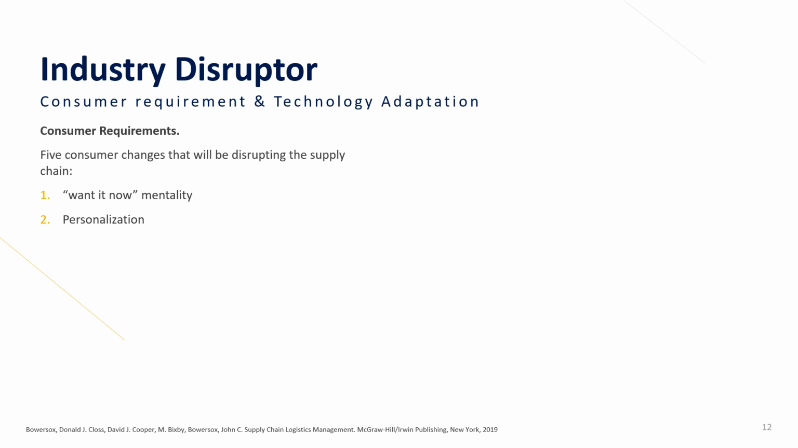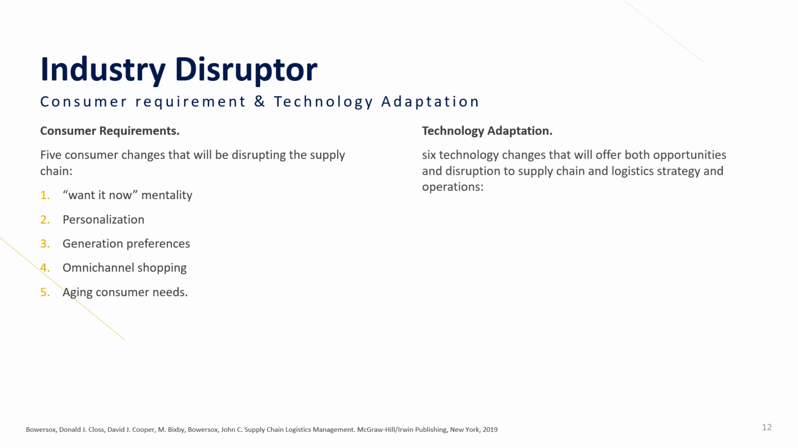And then another is personalization. Everyone is unique, so they may have different tastes and different personal requests on the demands for the products. And then generational preferences. We know that each generation has its own characteristics, so the baby boomer generation may have different preferences on products than the millennials, generation Z, or generation Alpha. And omnichannel shopping is nowadays seen as very disruptive, and the supply chain really needs to adapt in order to apply omnichannel shopping. And then there is a lot of demand on aging consumer needs, so this can also be an industrial disruption.